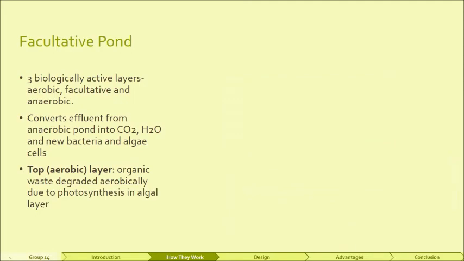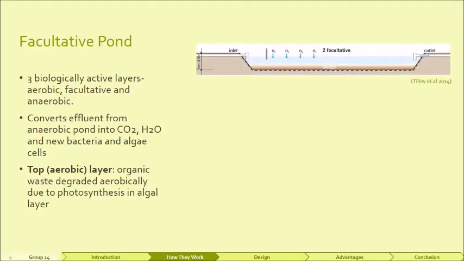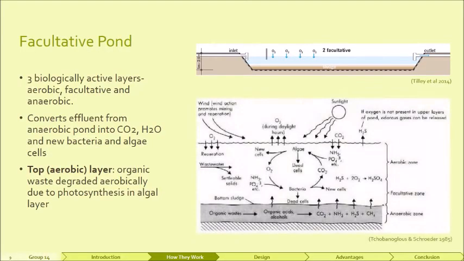The second pond used in wastewater stabilisation is a facultative pond, named after the facultative bacteria that populate them. Facultative ponds have 3 biologically active layers and can be between 1 to 2 metres deep. Their main function is converting effluent from the anaerobic pond into carbon dioxide, water, and new bacterial and algal cells.